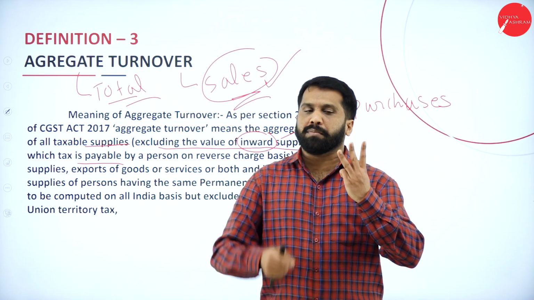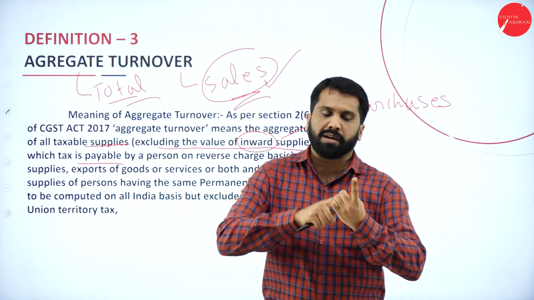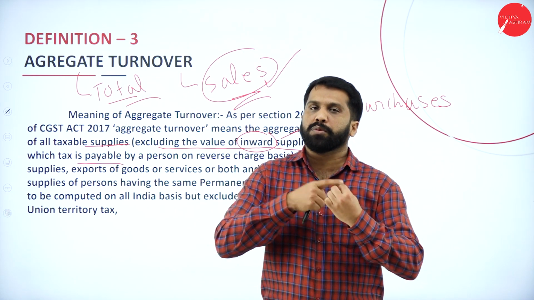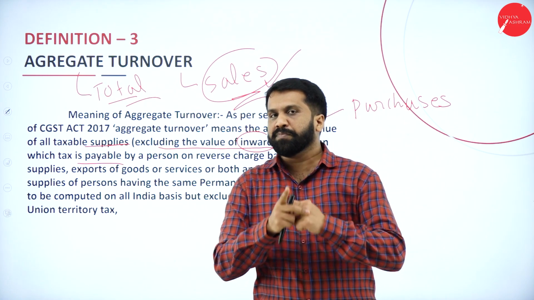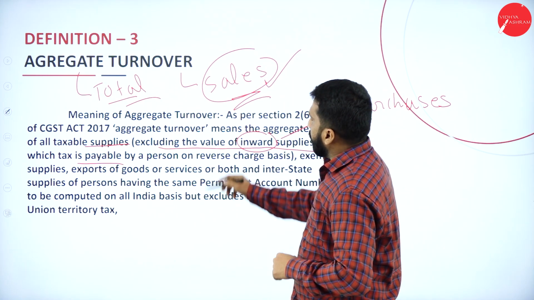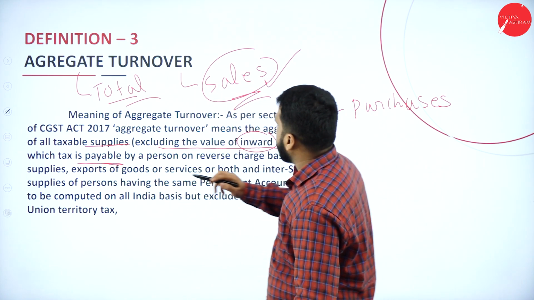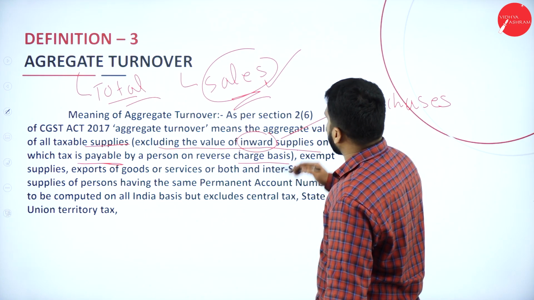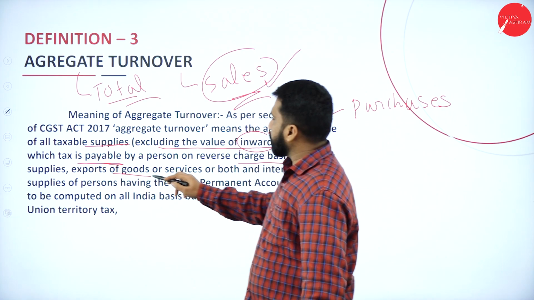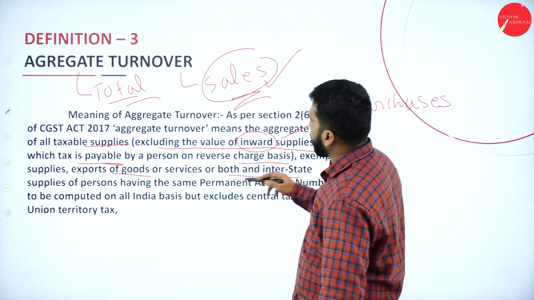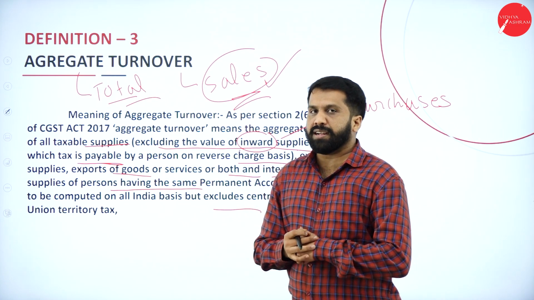Three things will not come. All the taxes will not come. All the purchases will not come. All the job work will not come. Other than these three, everything will come under aggregate turnover. Clear? Yes. Now, excluding the value of inward supplies on which tax is payable by a person on reverse charge basis, we have to ignore. Exempt supplies, export of goods, both interstate and intrastate, everything comes under your aggregate turnover.